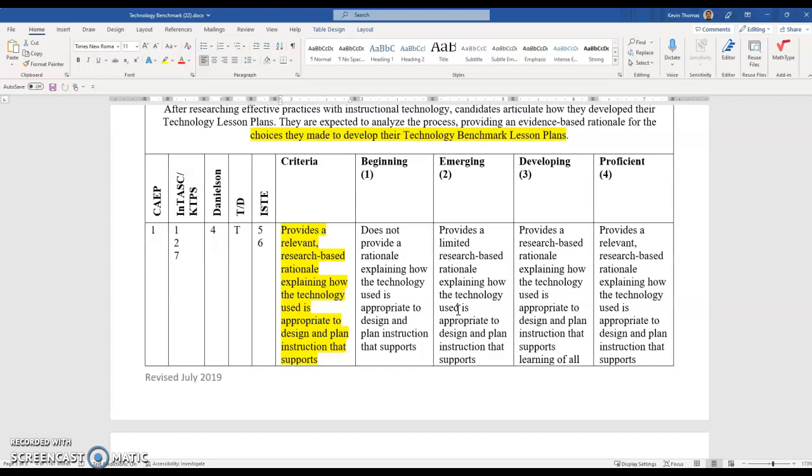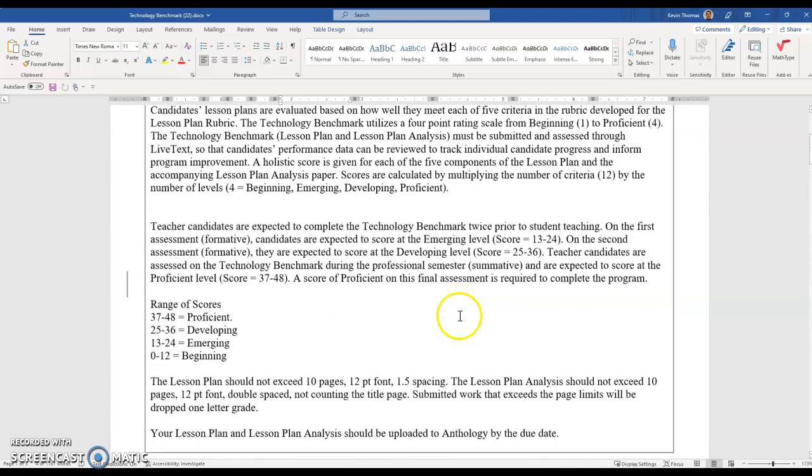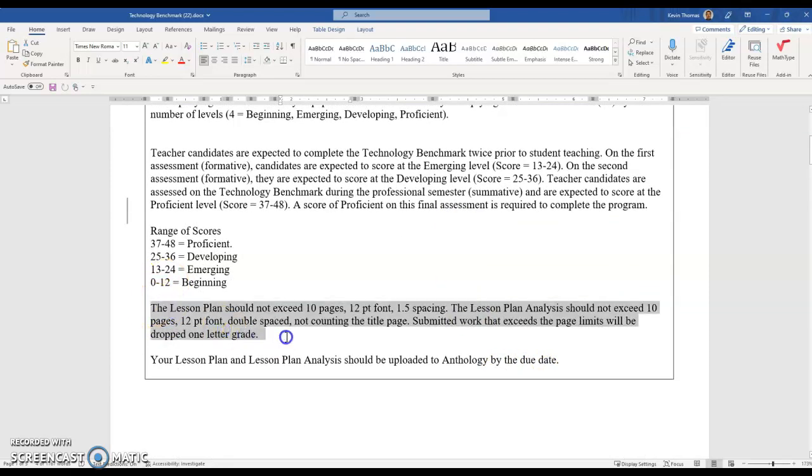Don't forget that you should have internal citations, right? Parenthetical documentation within your paper. And be sure to review what the limit is, which I believe is 10 pages, not counting references. Or the cover page. I can't remember exactly how I specified that. Be sure to look over that. Let's see here. Here it is, I'm sorry. Lesson plan should not exceed 10 pages. The lesson plan analysis should not exceed 10 pages, 12-point font, double space, not counting the title page. Okay, so the reference pages do count, the title page does not.